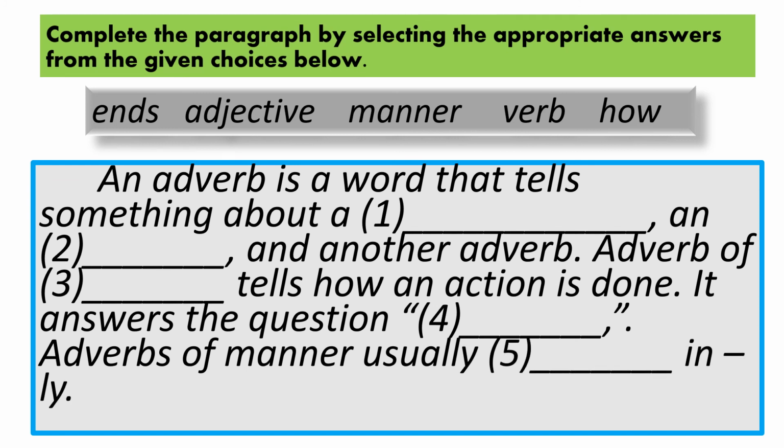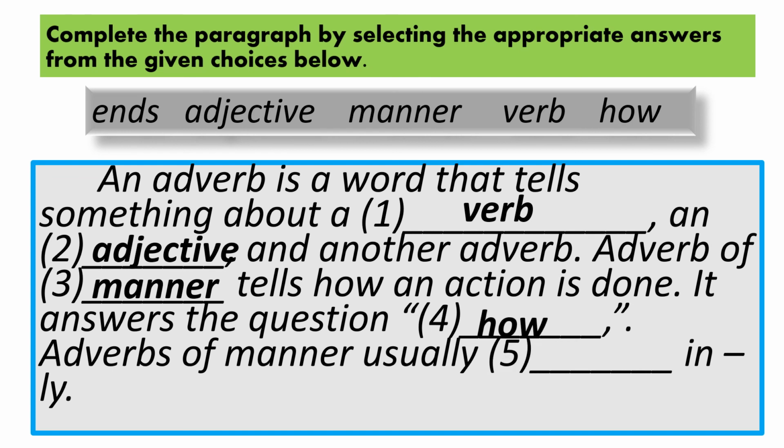Okay, an adverb is a word that tells something about a verb, an adjective, and another adverb. Adverb of manner tells how an action is done. It answers the question, how. Adverbs of manner usually ends in ly. Okay?